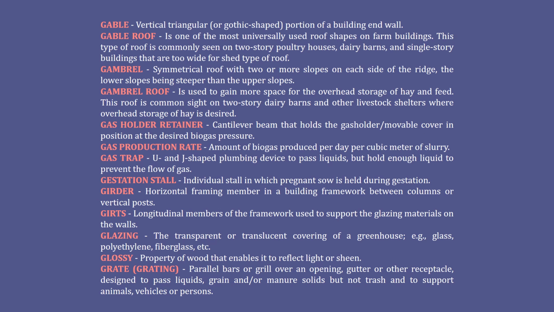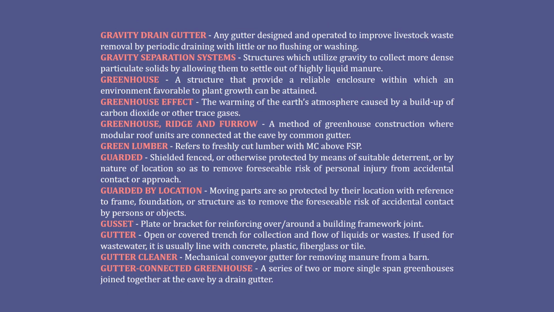Gutter or other receptacle designed to pass liquids, grain and/or manure solids but not trash and to support animals, vehicles or persons. Gravity drain gutter: any gutter designed and operated to improve livestock waste removal by periodic draining with little or no flushing or washing. Gravity separation systems: structures which utilize gravity to collect more dense particulate solids by allowing them to settle out of highly liquid manure.